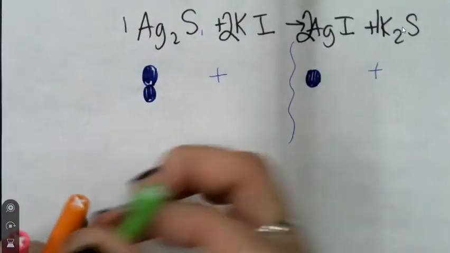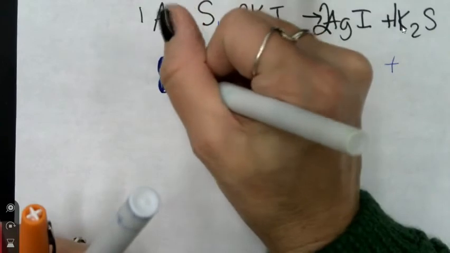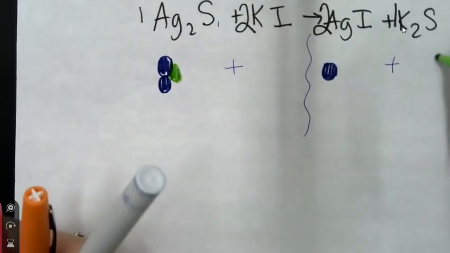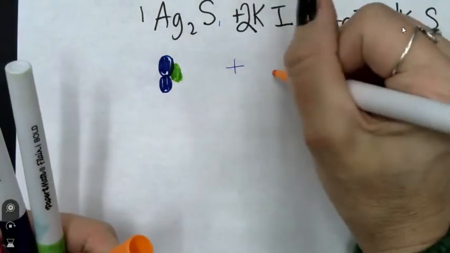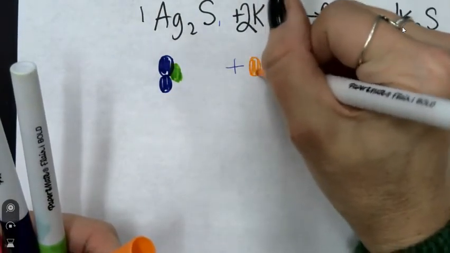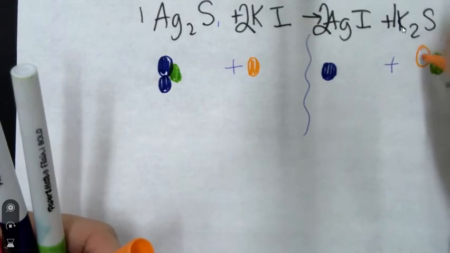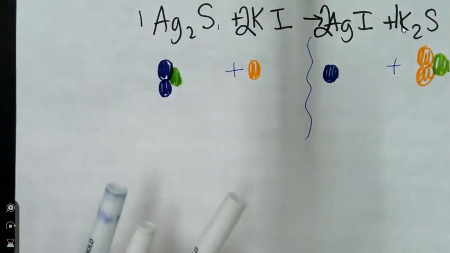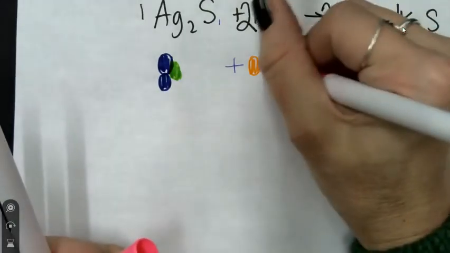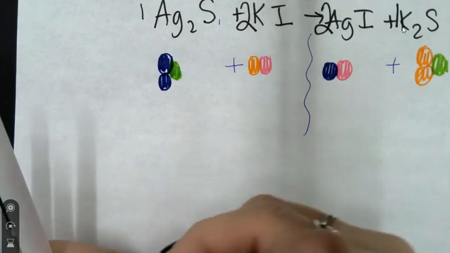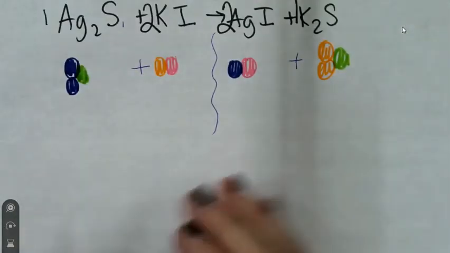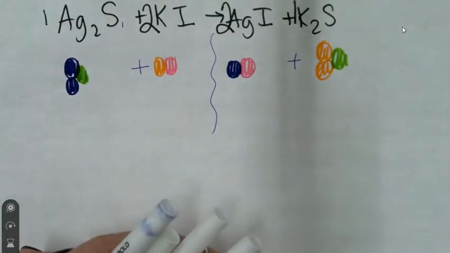I'm not going to do the big 2s first. And then this is a sulfur attached to it, and then a sulfur over there. Iodine. Oh, no, I'll do potassium first. K. 2 Ks. And iodine. So you can use colored dots if you want and do the same thing.